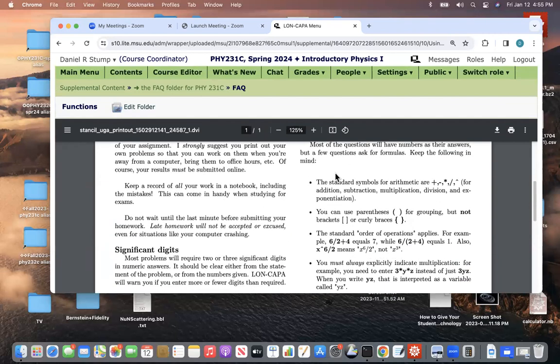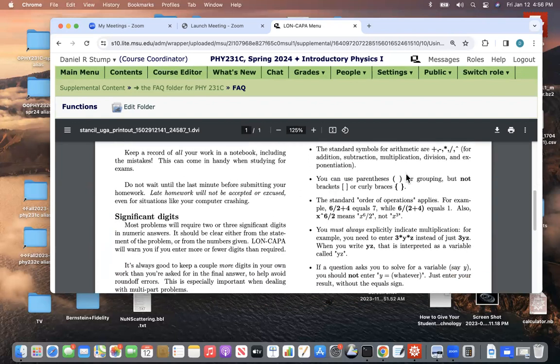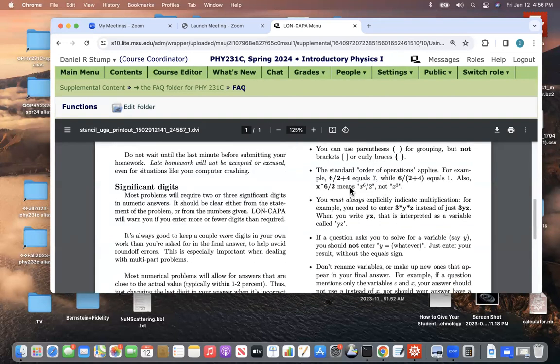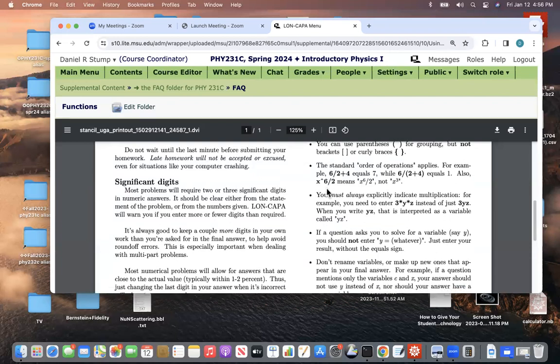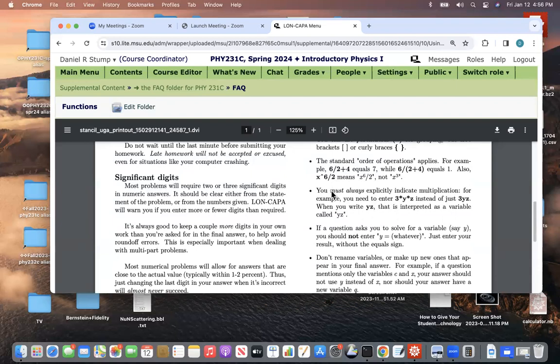Keep the following in mind. The standard symbols for arithmetic are plus, minus, star, divide, to the power: addition, subtraction, multiplication, division, exponentiation. You can use parentheses for grouping, but not brackets or curly brackets. The standard order of operations applies. You must always explicitly indicate multiplication. So your answer might be 3 times y times z. You can't type the answer 3yz.